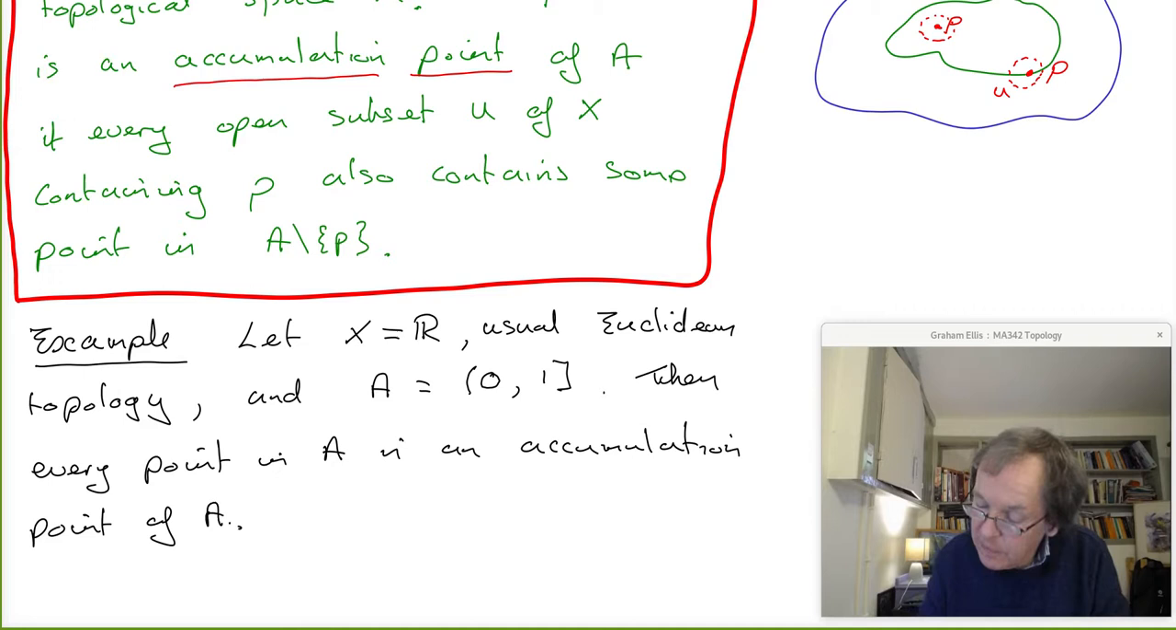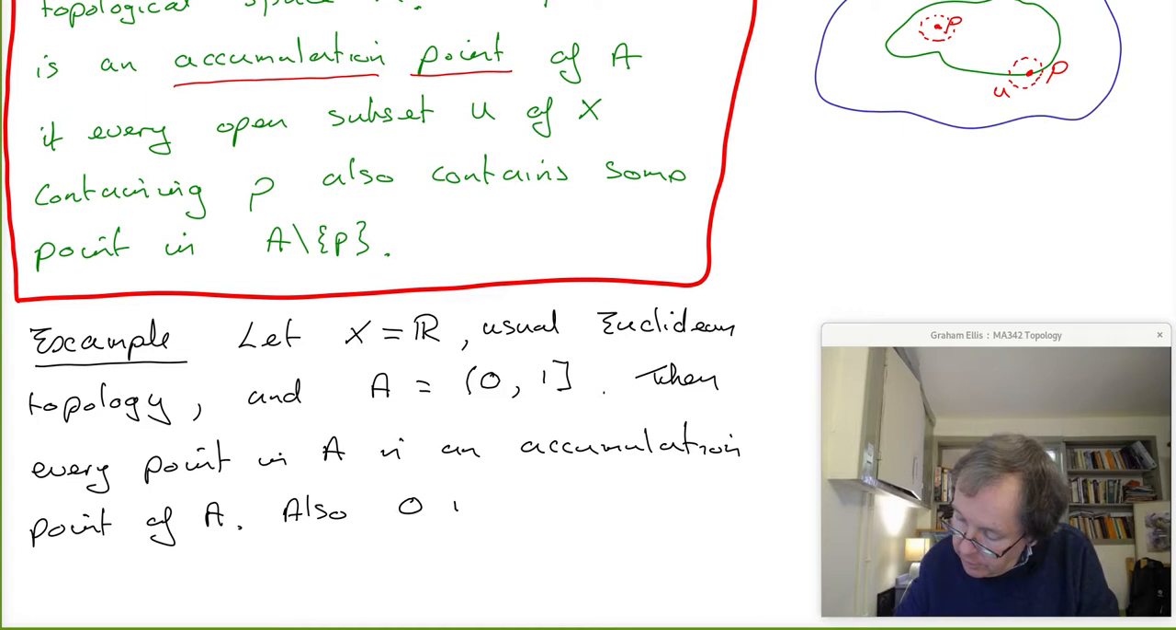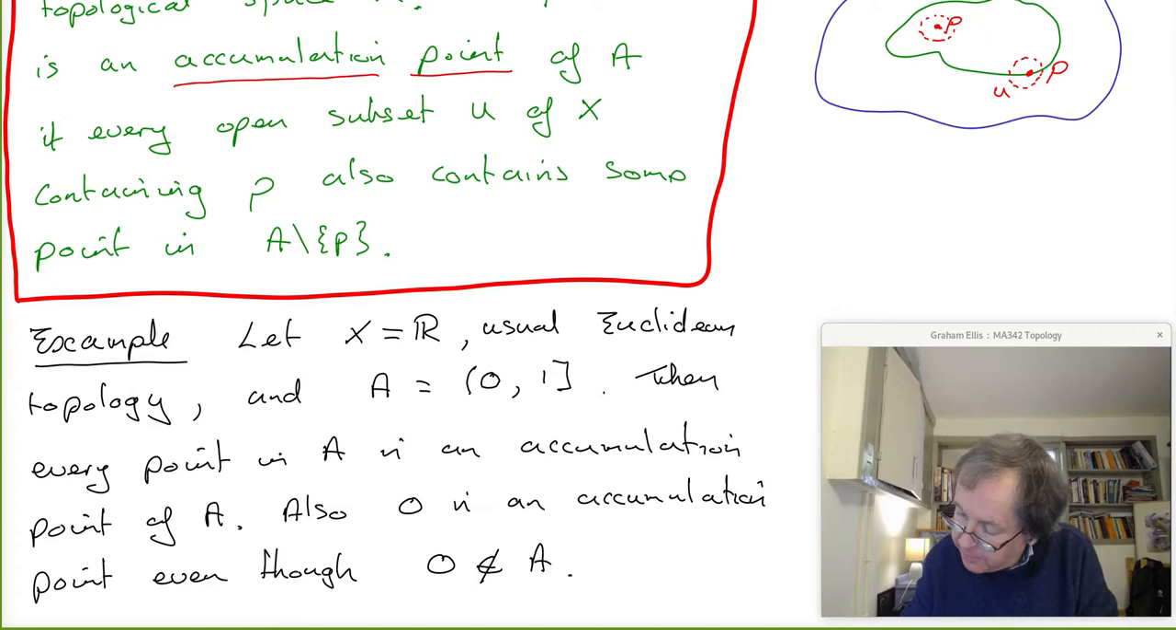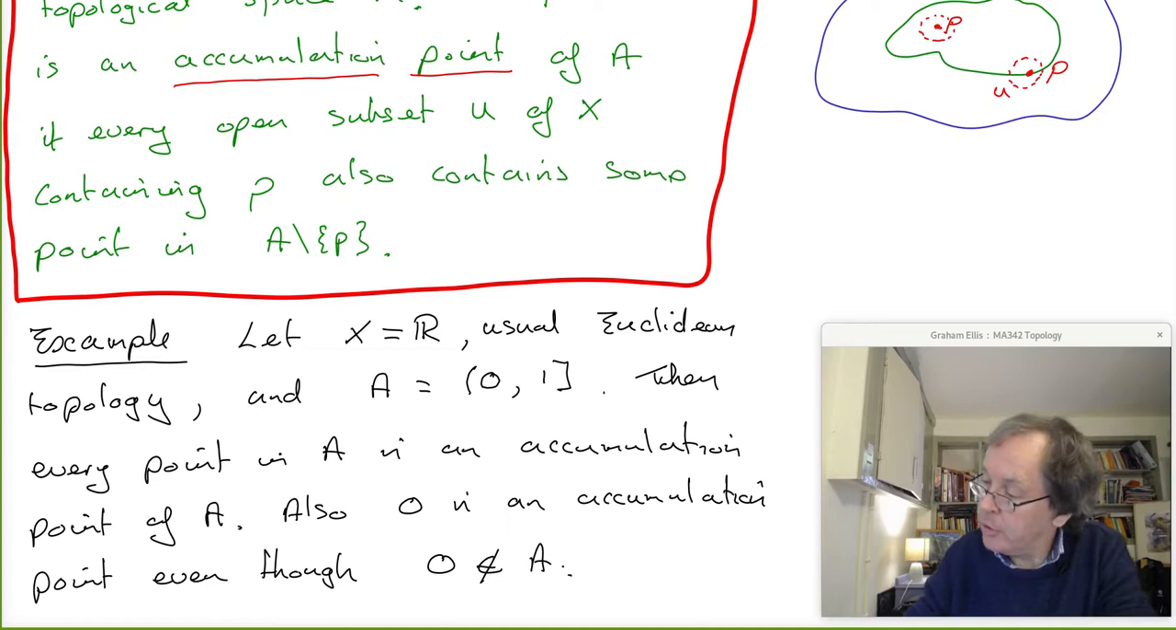Also, this point zero, which isn't in A, is an accumulation point, even though zero is not actually in the set A. So an accumulation point is any point P such that when you take an open neighborhood of P, that open neighborhood contains some point of A other than P itself. Zero is fine because any open neighborhood of zero is going to contain something in this interval A.